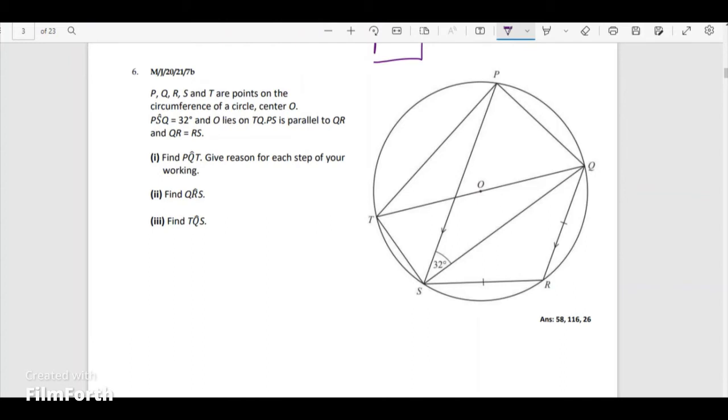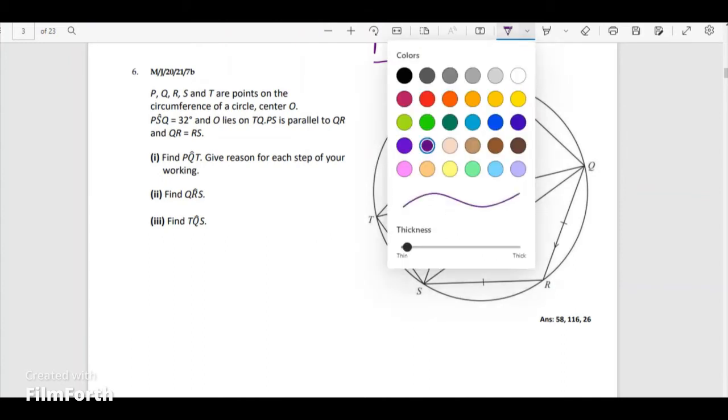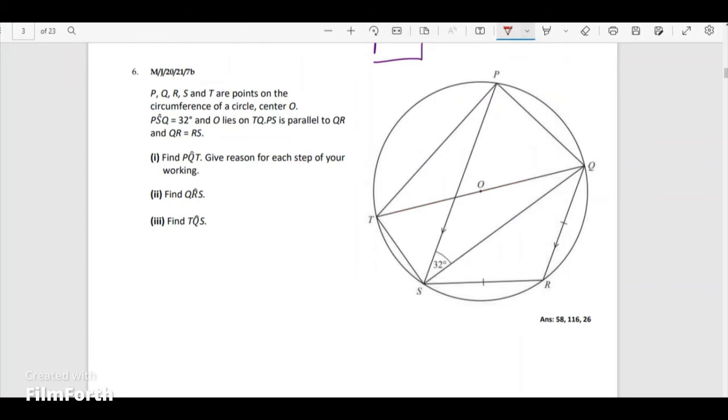PS is parallel to QR and QR equals RS. All of this is shown in figure 2. We have to first find angle PQT, this angle right here, and we have to give the reasons for each step.